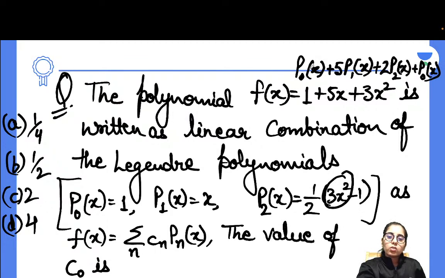So you are going to get 2 times p naught x plus 5 p1x plus 2 p2x. So 2 times p naught x plus 5 p1x and 2 p2x. So what is the coefficient of p naught x we will have overall after simplifying the expression? That is 2. So this is how our right answer for the coefficient of p naught is 2. And that's your option C, which is the correct one. That's how you're going to get it.